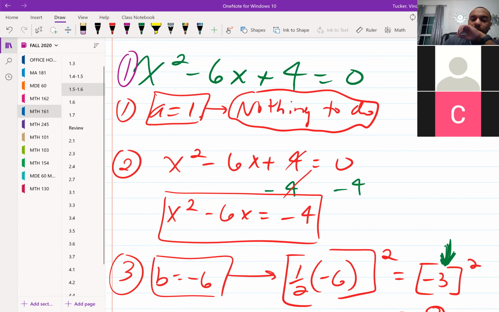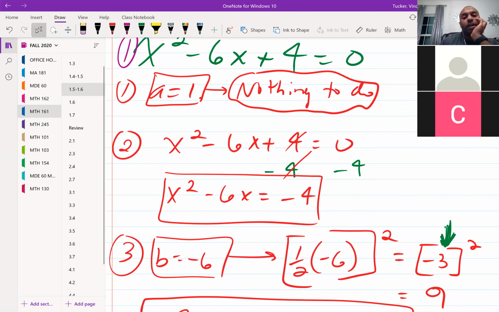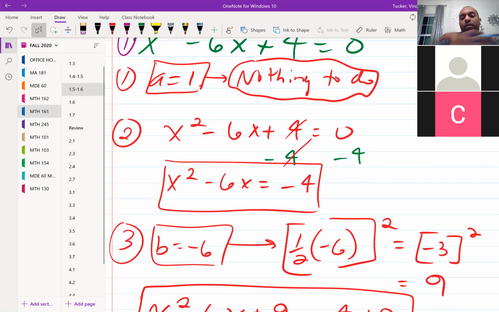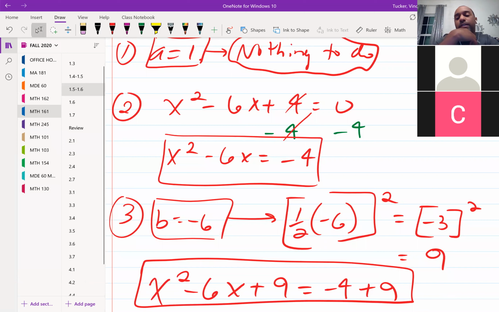All right. Next step, we're going to look at our b term, which is negative 6. Take half of negative 6 and then square it. So half of negative 6 is negative 3. Negative 3 squared is 9. And then we take that 9 and add it to both sides of the equation.